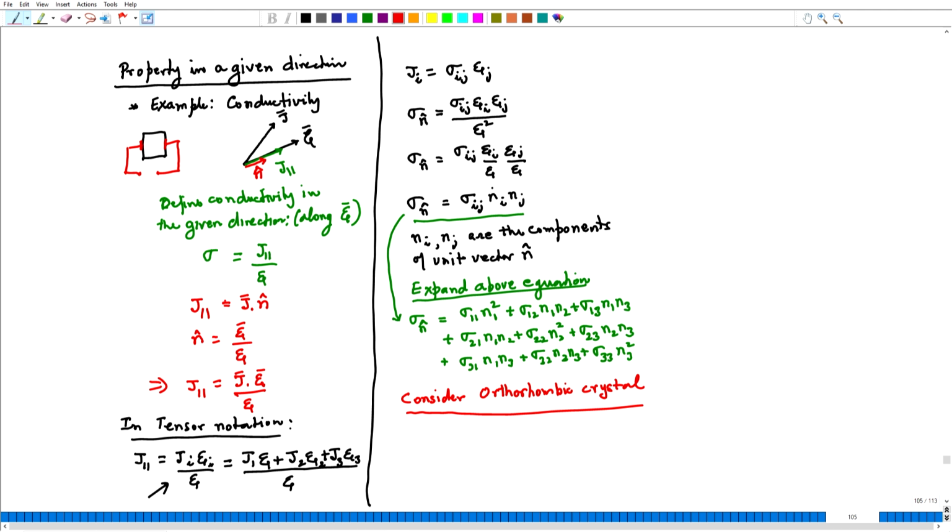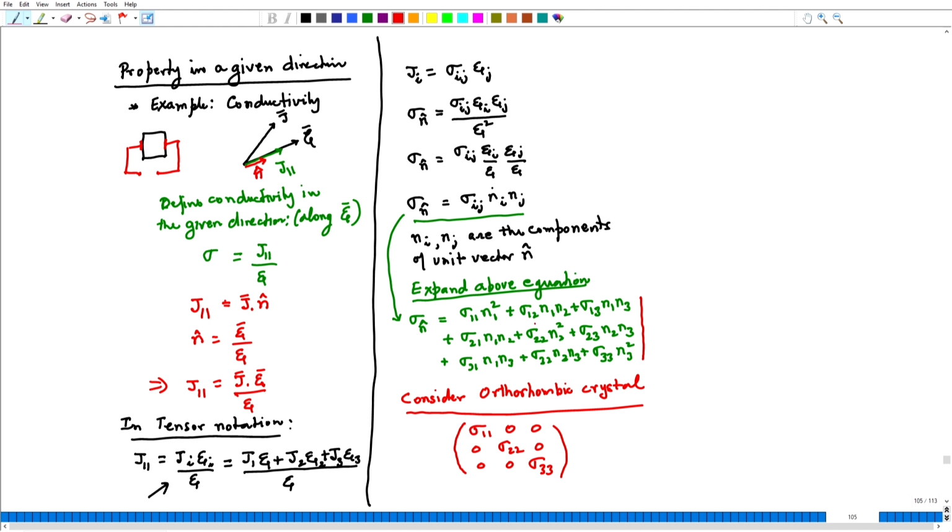Recalling from the last lecture, what was the tensor for the orthorhombic crystal? Only the diagonal terms survive, all the off diagonal terms are 0. So, the tensor is sigma 1 1, 0, 0; 0, sigma 2 2, 0; 0, 0, sigma 3 3. Now, if I look at this tensor in this equation, all the terms containing off diagonal conductivities will go to 0.